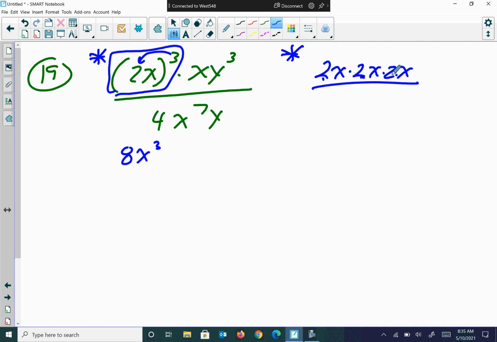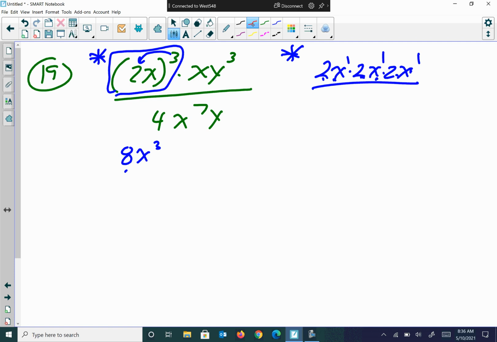2 times 2 times 2 gave me the 8, but the x was also x, x, x. So x to the first, x to the first, x to the first, add the exponents. The reason that happened is because the third was outside the parentheses, so it had to apply to everything inside the parentheses. If it was just 2x to the third and there was no parentheses, that just means x to the third and the 2 is just on its own. But that's just one to look at.